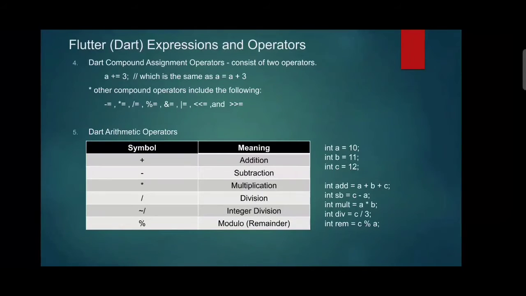So the next is the compound assignment operator, which consists of two operators. Here we have the example a plus equals 3, which is the same as a equals a plus 3. The other compound operators include the following: subtraction equals, multiplication equals, division equals, modulo equals, and so on. We also have here the symbols for arithmetic operators: addition, subtraction, multiplication, division, integer division, and modulo, the remainder.